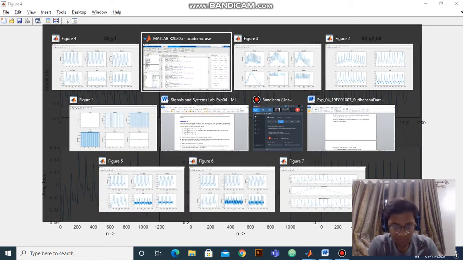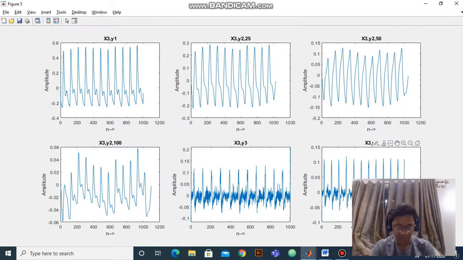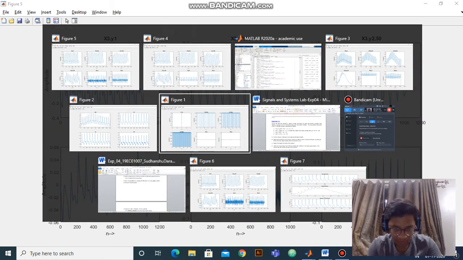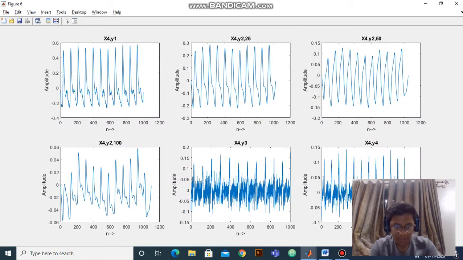Similarly, we have obtained the output for the x3 input signal, and this is the output that we get for the different input systems. And similarly we have plotted the output for the x4 system: x4 y1, x4 y2, x4 y3, x4 y4, as 6 inputs as we can see over here.